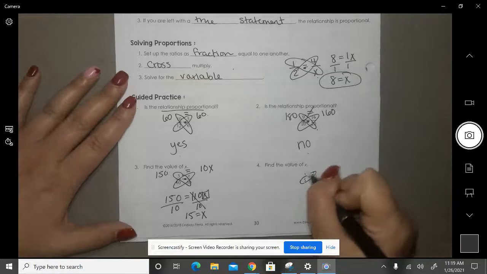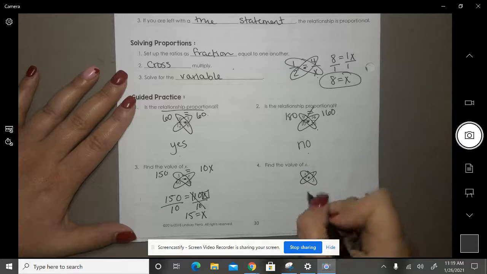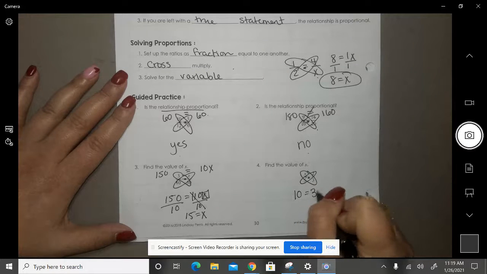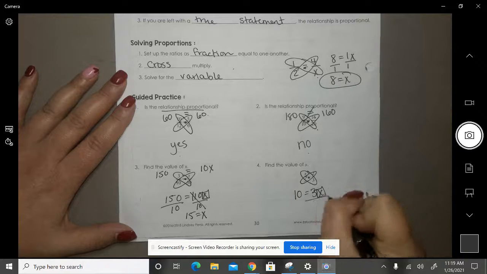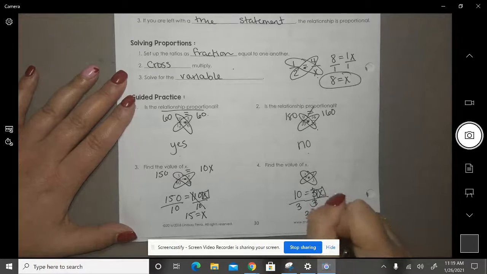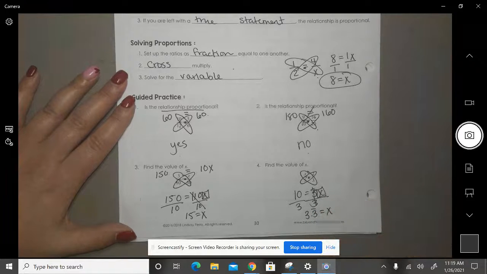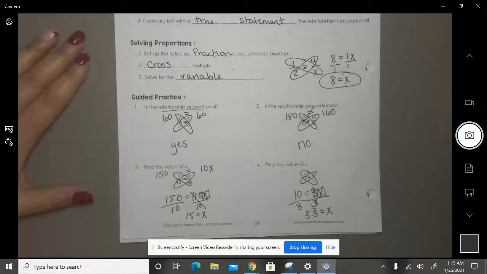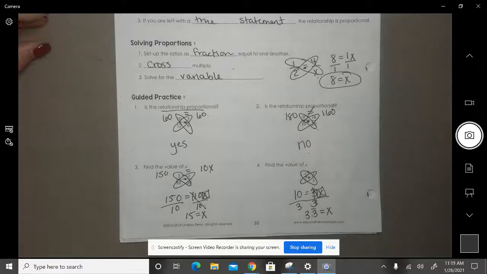And then same thing here. Cross multiply. Now we're going to divide. And we find our variable. So it's a lot like the ratio box. So that it's nothing new that we've learned, but that's proportions for us.